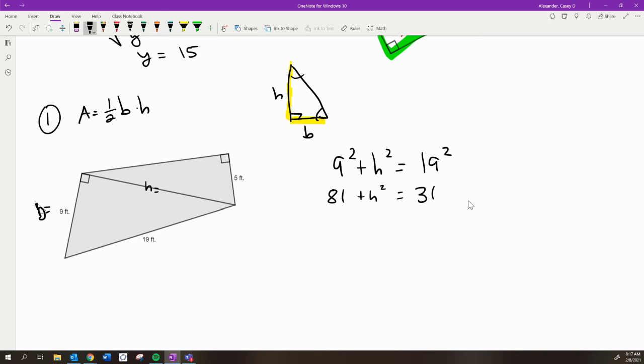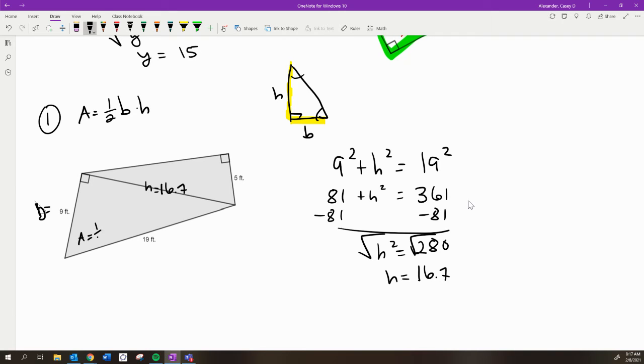19 squared is 361. And if you subtract 81, you get h squared equals 280. And then when you take the square root, that means that height is about 16.7. It's more like 16.73, and so on. But anyhow, I can use that now to find the area of this triangle by doing 1/2 times the base times the height. And you could use a calculator and chug it through, but you get about 75. It's 75.15 square feet.